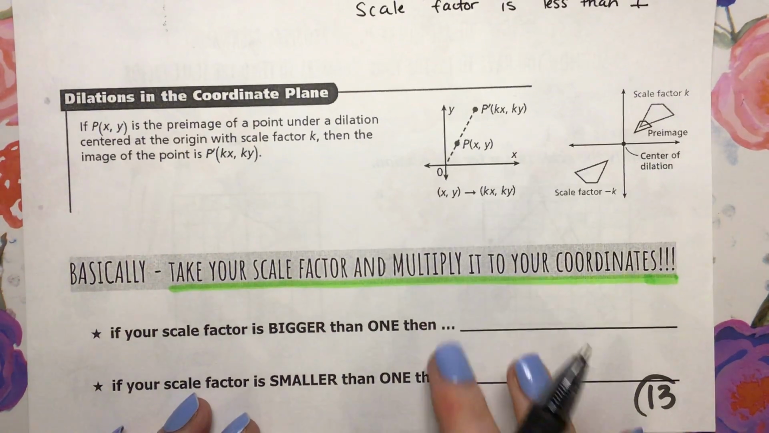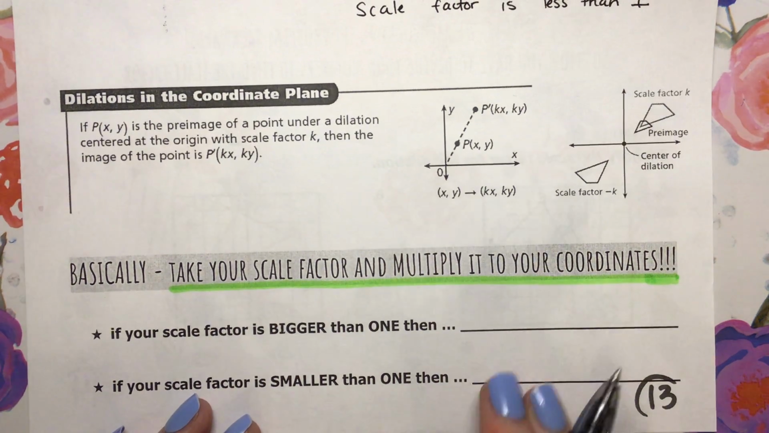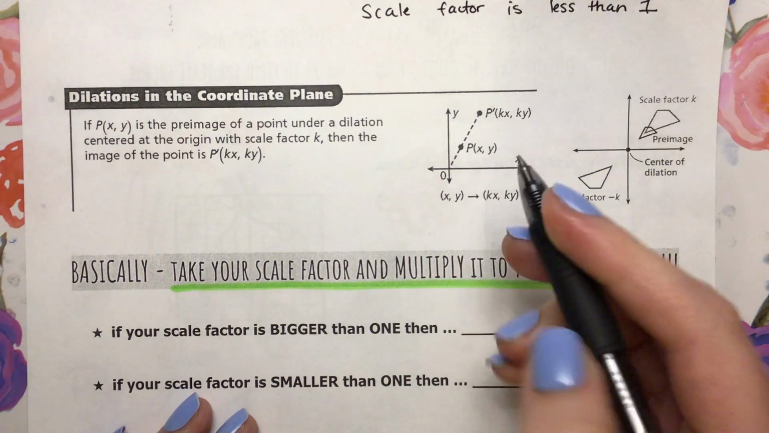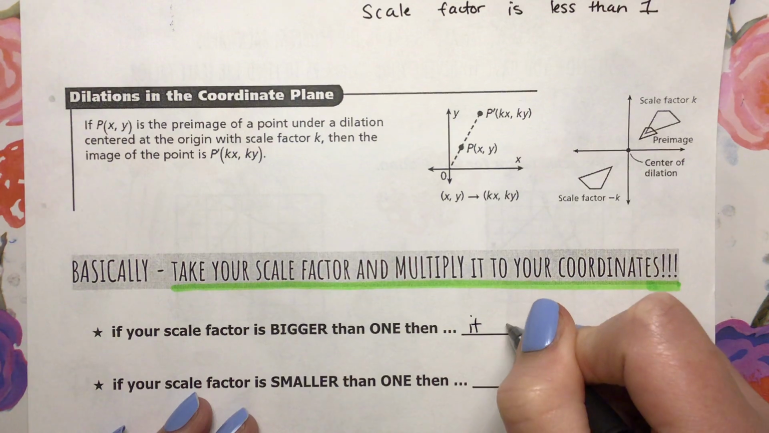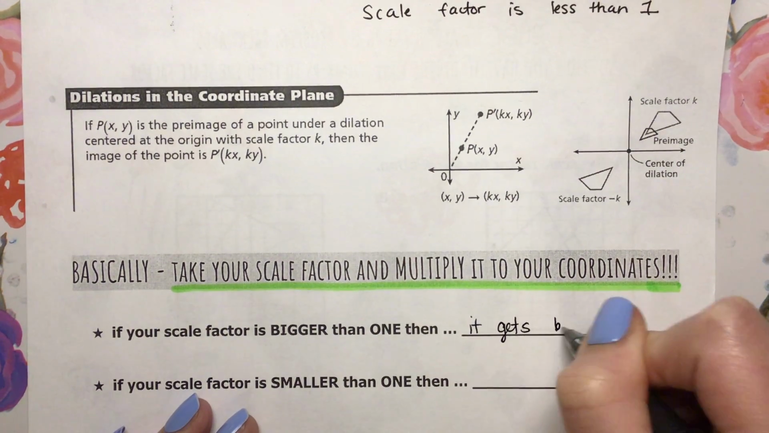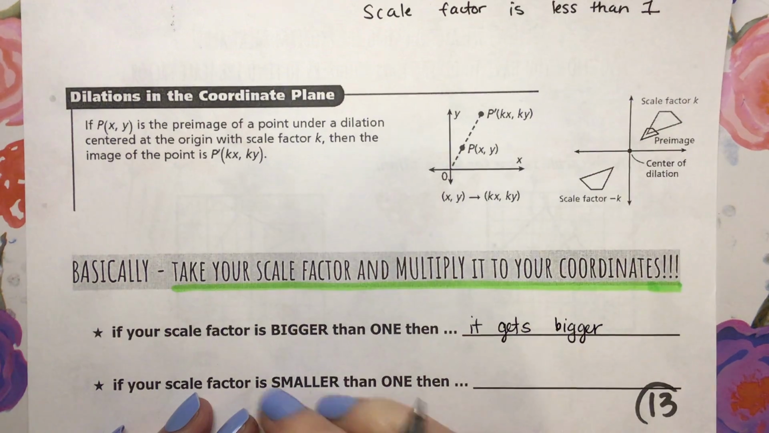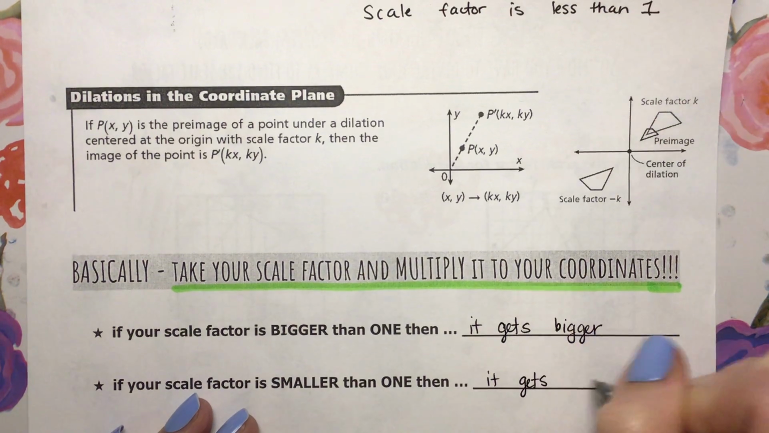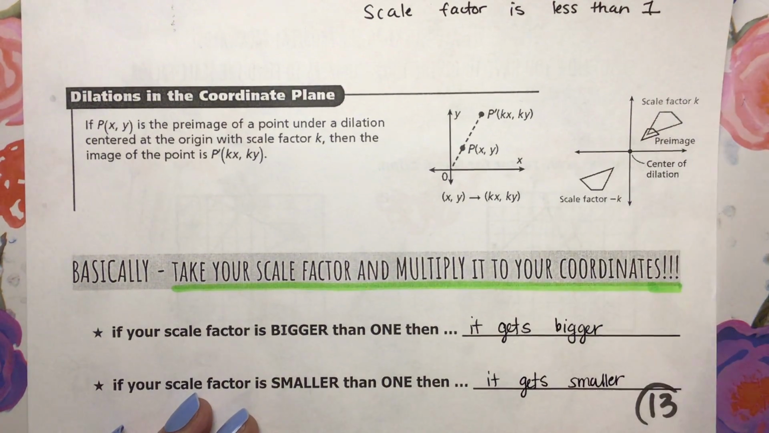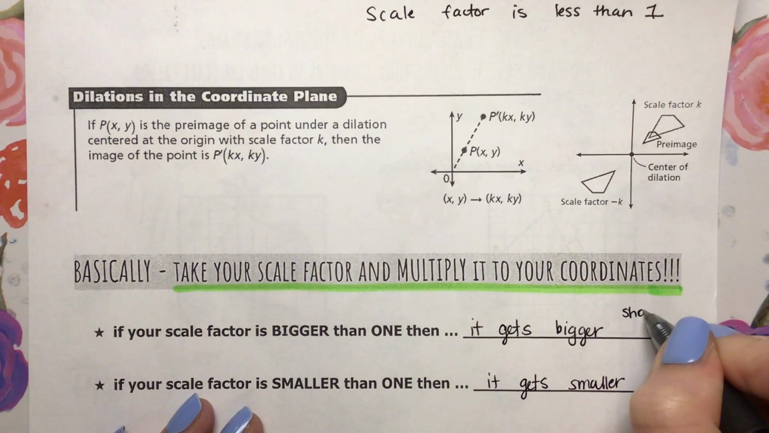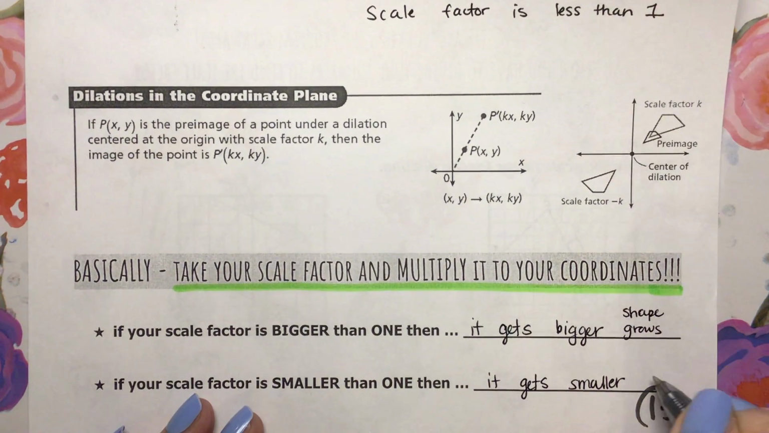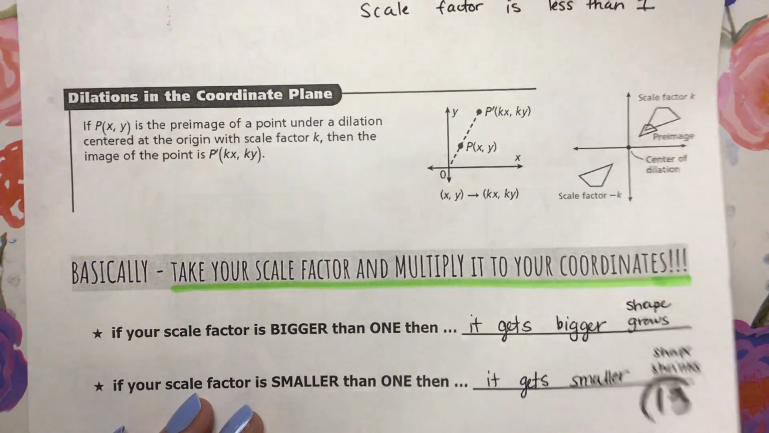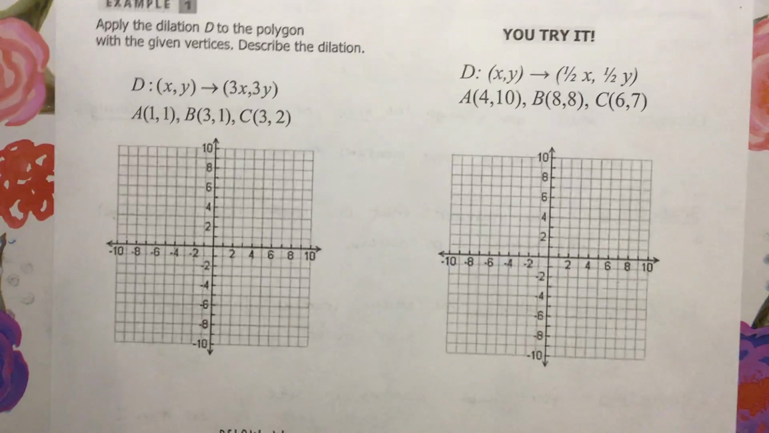And then I have a couple reminders here at the bottom of this page just because I want you to be able to know which way is going which. If your scale factor is bigger than 1, then it gets bigger. If your scale factor is smaller than 1, then it gets smaller. In other words, the shape grows or the shape shrinks. All right, let's do some examples with that now.